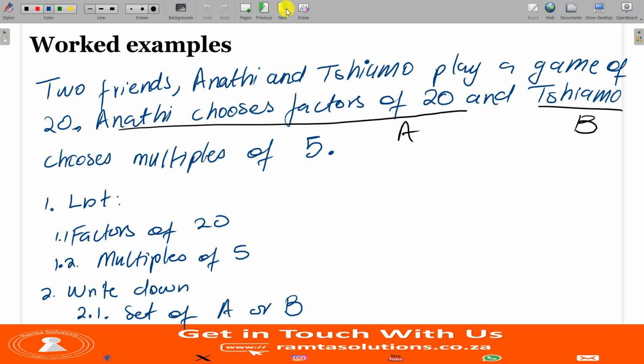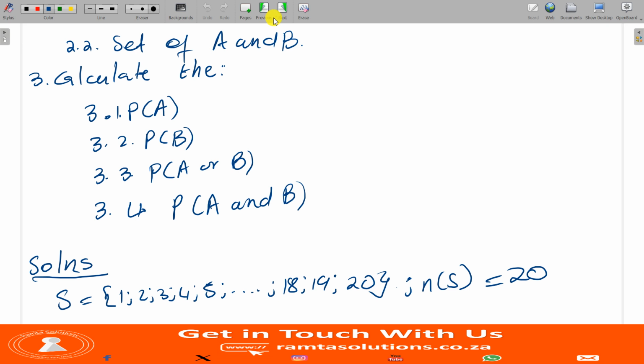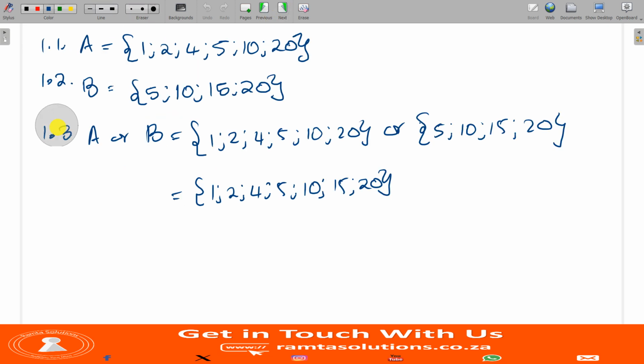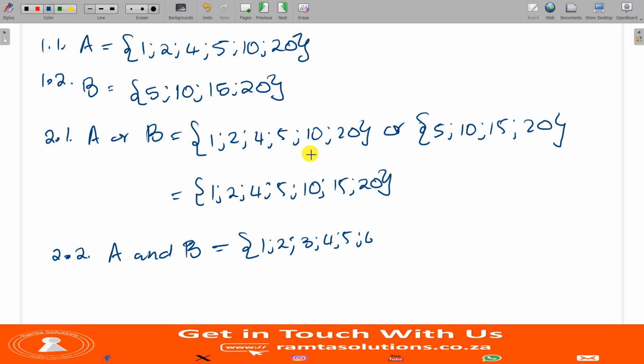My numbering, it was 2.1. Then we're going to get the set of A and B. So what is A and B? A is 1, 2, 4, 5, 10, 20. And B is 5, 10, 15, 20.